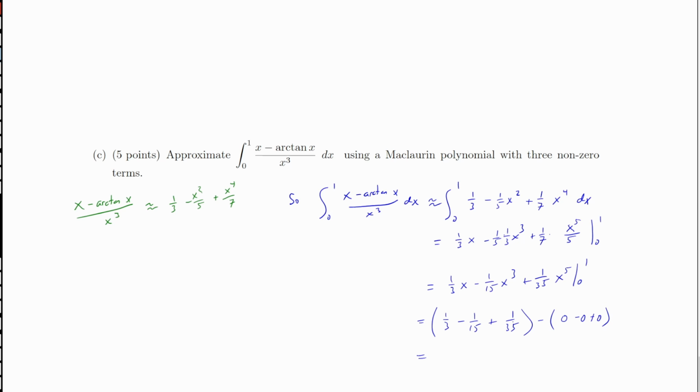So I have a 1/3 minus a 15th plus a 35th, which gives me 31 over 105 if I want a nice exact fraction, or as a decimal, 0.2952380952. And that's the test.